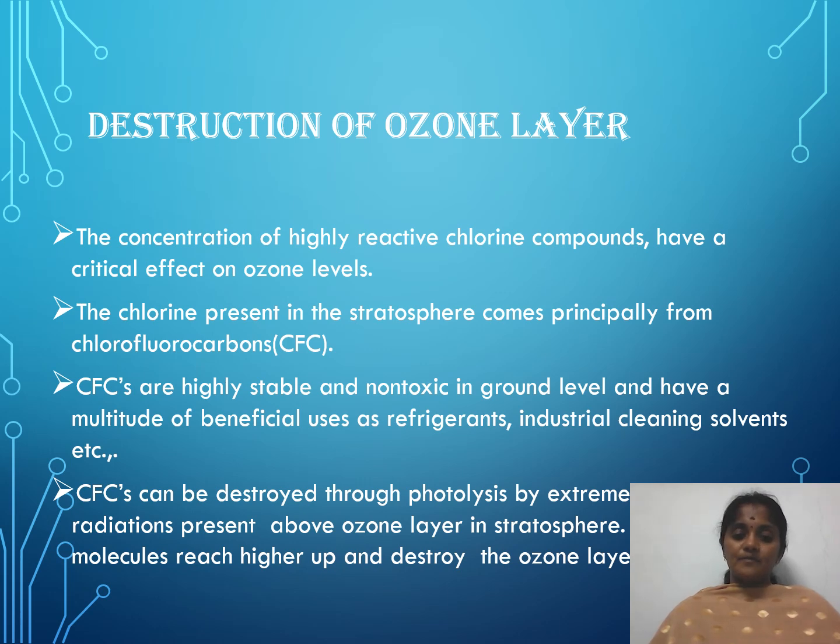Destruction of the ozone layer. The concentration of highly reactive chlorine compounds has a critical effect on ozone levels. The chlorine present in the stratosphere comes principally from chlorofluorocarbons, that is, CFCs. These CFCs are highly stable and non-toxic at ground level and have a multitude of beneficial uses as refrigerants, industrial cleaning solvents, etc. CFCs can be destroyed through photocatalysis by extreme temperature and radiation present above the ozone layer in the stratosphere. These molecules reach higher up and destroy the ozone layer.